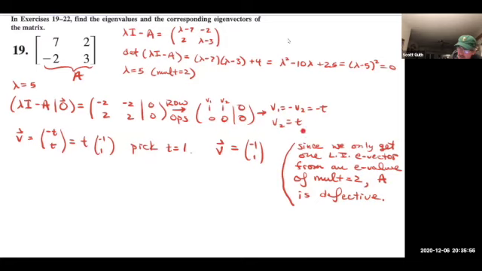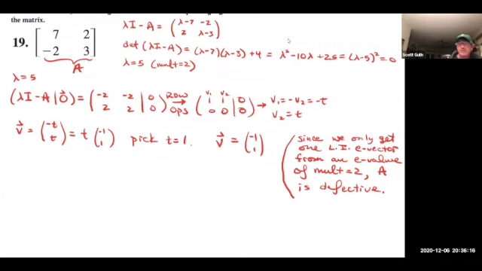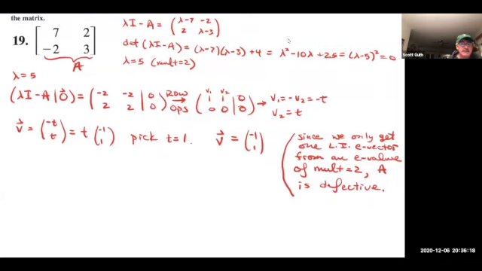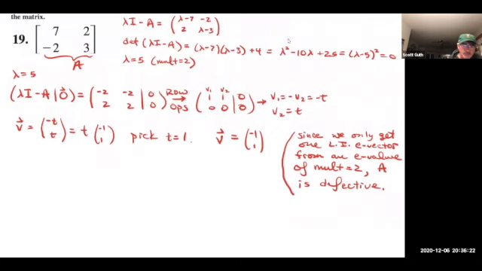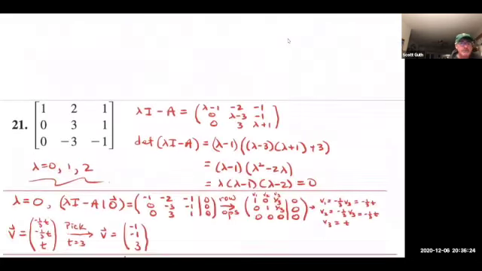V2 is T. V1 is -T. So our vector is -T, T, which is T times -1, 1. And usually I like to pick a value for T that has no fractions in this. So if T is 1, my eigenvector is -1, 1. And that's all we have to do. But I'm making it a point to note this matrix was defective. And defective matrices cannot be diagonalized. Off to the next one.